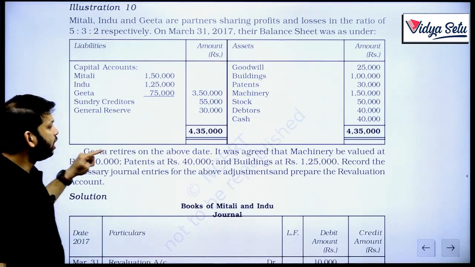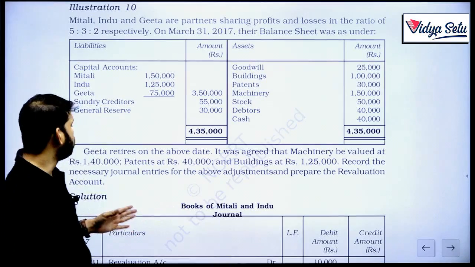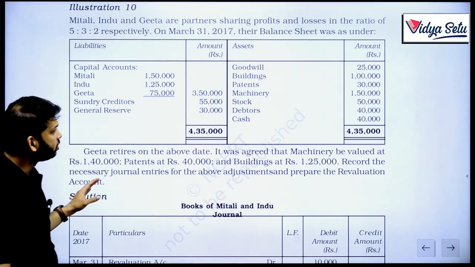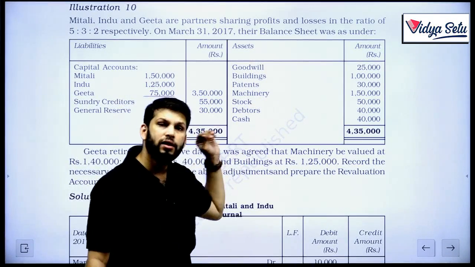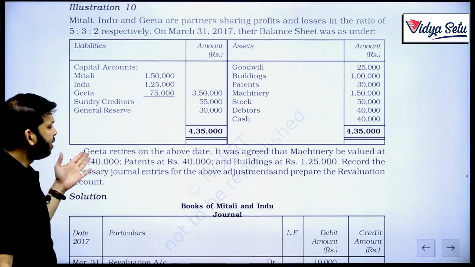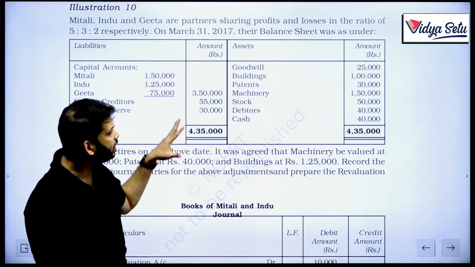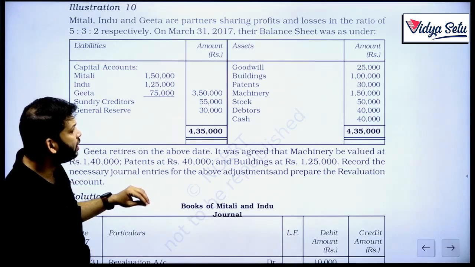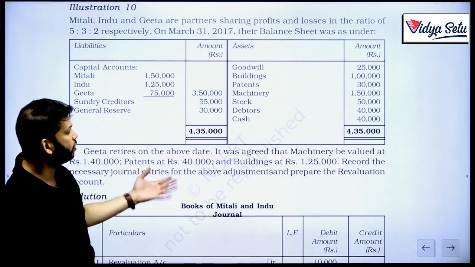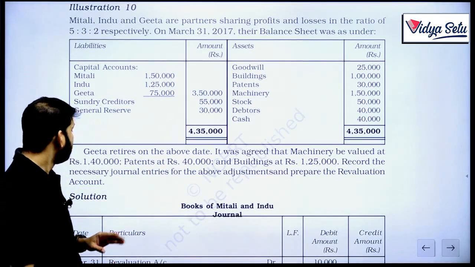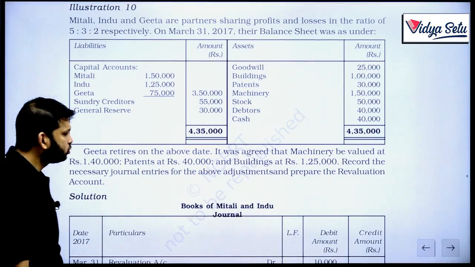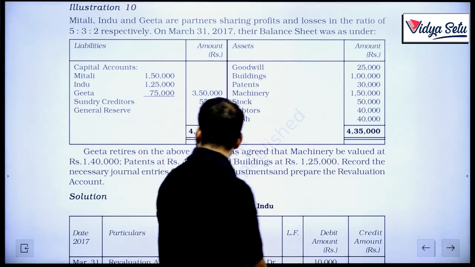Let's see. It was agreed that machinery be valued at 1,40,000. So machinery 1,50,000, 10,000 is the revaluation loss. Patents at 40,000. So patents 10,000 revaluation profit. Building at 1,25,000. So 25,000 revaluation profit. Record necessary journal entries for the above adjustment and prepare the revaluation account.